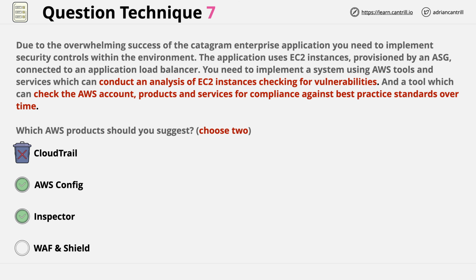Now, we've already selected our two answers, but the last one is just wrong. WAF is a Layer 7 web application firewall, and Shield protects against DDoS attacks, and neither of these are applicable for this scenario. Now, don't let the overall simplicity of this question fool you.